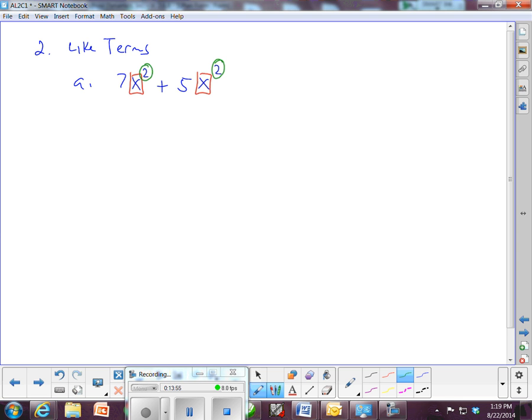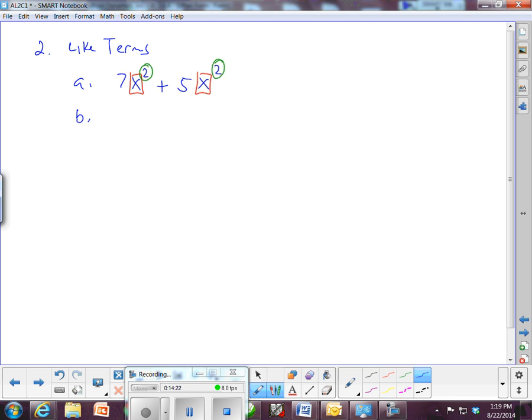If you remember what I taught you in Algebra 1, there are 7 of the x squareds and 5 more of the x squareds. Remember, the coefficient, the number out in front, tells you how many you have of them. So 7 of them and 5 more of them would be 12 of them. And in a minute, we'll get into adding of like terms.